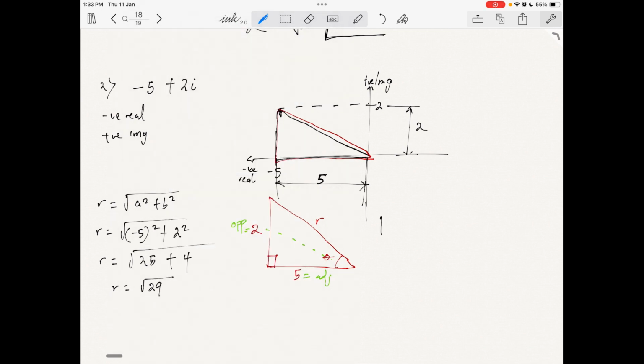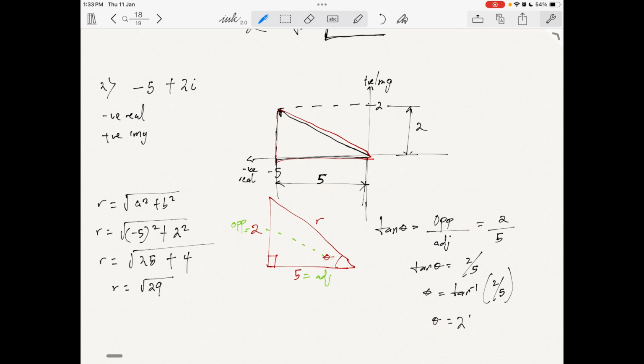So in essence, tan theta is equal to opposite over adjacent. The opposite is 2 and the adjacent is 5. So tan theta is equal to 2 over 5. So theta is arctan 2 over 5. So we can say that theta is arctan 2 over 5.